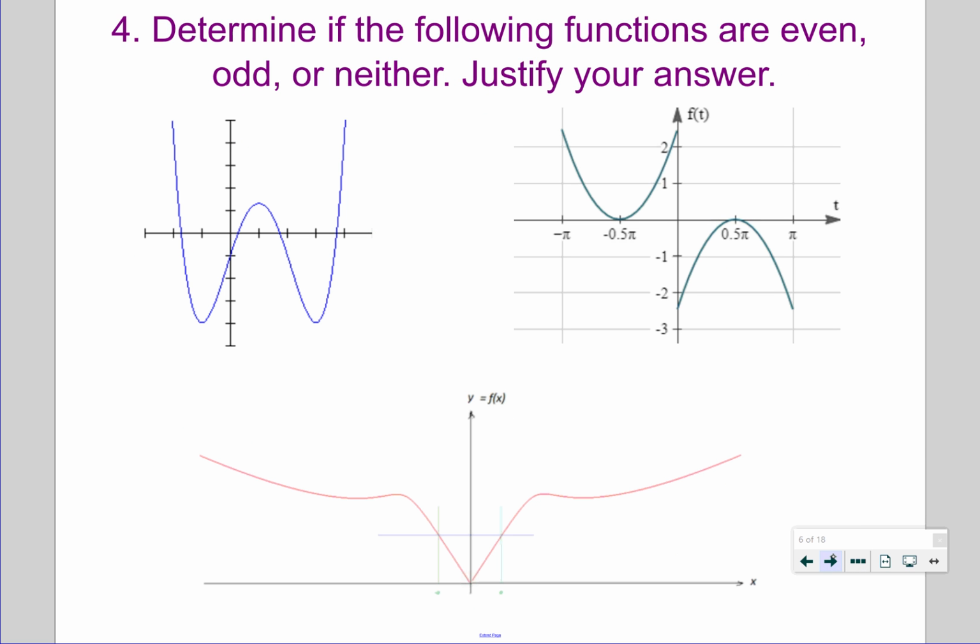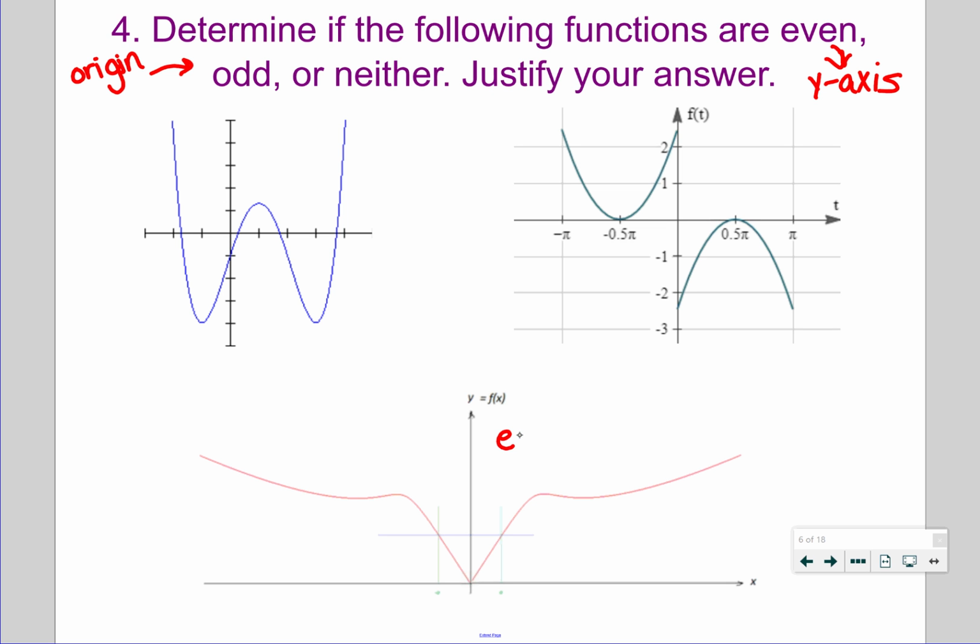Okay, question number 4, we are determining if the following functions are even, odd, or neither. So quick review, even is symmetry to the y-axis. Odd is symmetry to the origin, and that looks like a rotation of 180 degrees, and of course neither is neither. So if we're looking at all three of these graphs and trying to determine if it's even, we're looking for one that has symmetry to the y-axis.